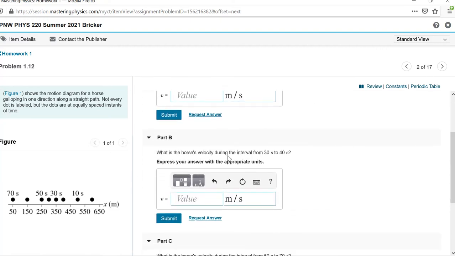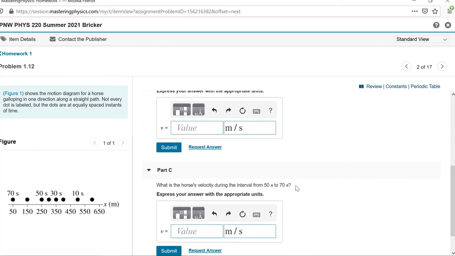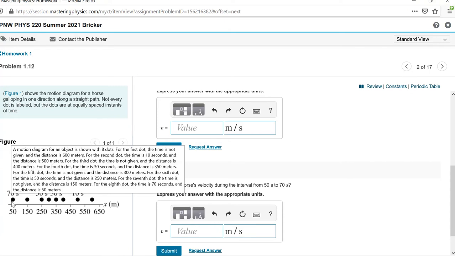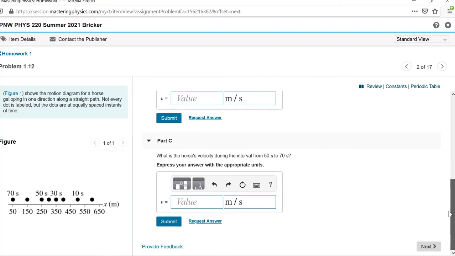What's the horse's velocity from 30 to 40 seconds? Okay, so here's 30, here's 40, and then from 50 to 70. So at 50, we're at 250. At 70, we're over here at 50. Okay, so let's just do the first one. The other ones are just like the first one.